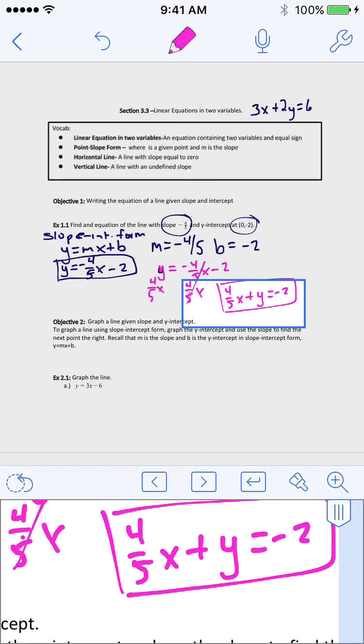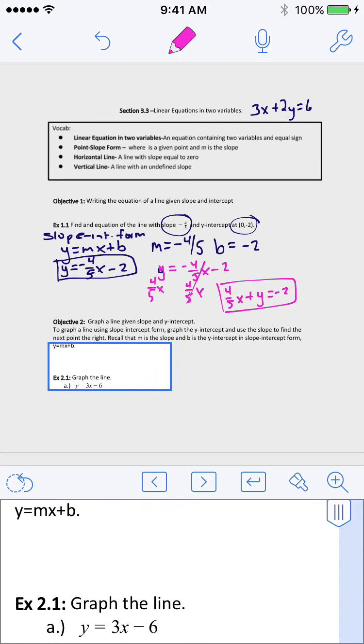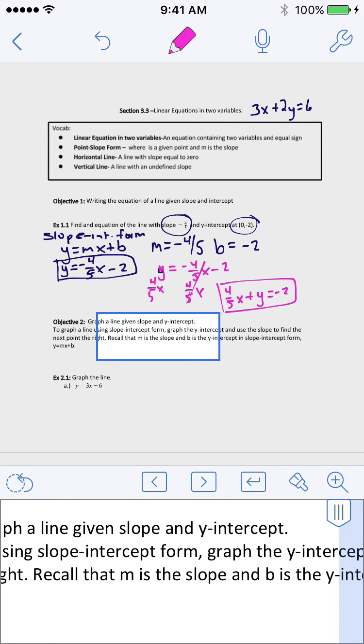Alright. Cool. Now we're going to use these two forms to graph a line, which is something we've also done before, but we just want to review it real fast. So let's take a look over here. We have graph a line given the slope and the y-intercept.